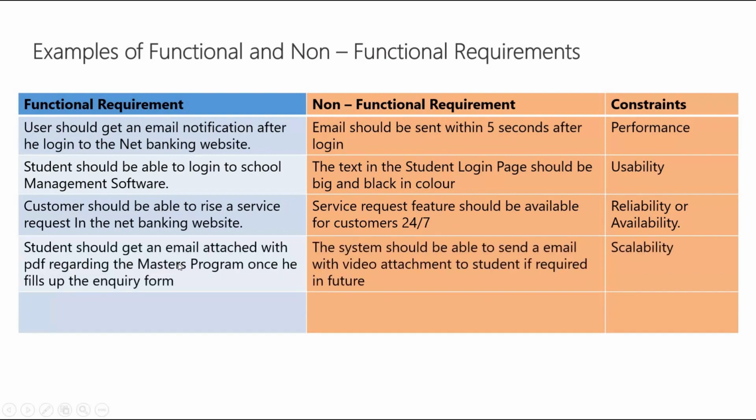In the fourth example, students should get an email attached with PDF regarding the master's program once he fills up the enquiry form. For this, I am going to write the non-functional requirement considering scalability constraints. That is, the system should be able to send an email with video attachment to the student if required in future.